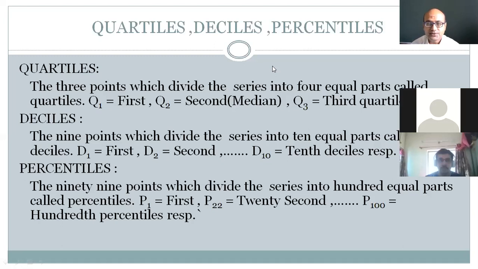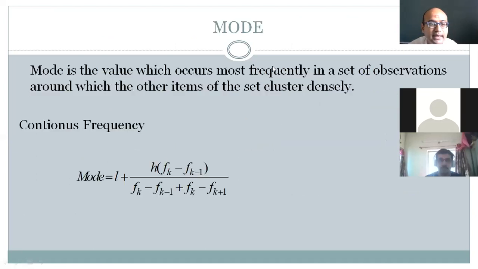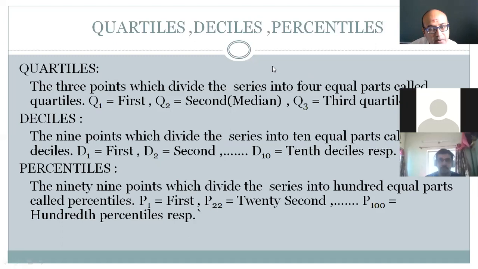Next, deciles. Deciles is nothing but the same process like that of the median and quartiles, where we take the formula, but instead of N by 2, I take N by 10 for the first decile. Second is 2N by 10. The fifth decile is 5N by 10, which is nothing but N by 2. That is, the fifth decile will also be the median. Okay. So D1, D2, and so on up to the 10th decile respectively.